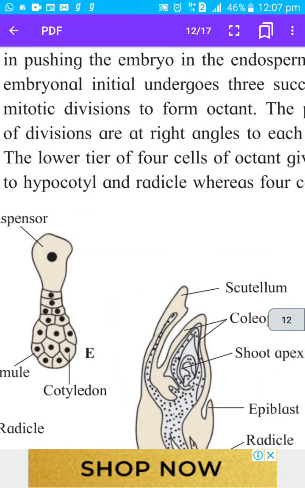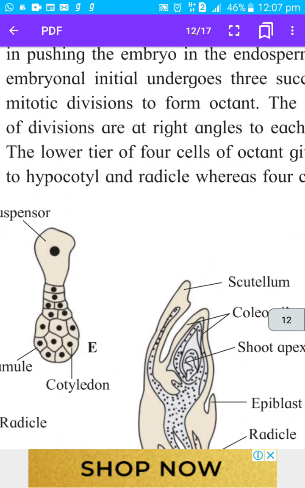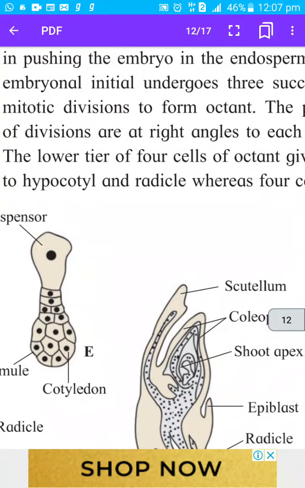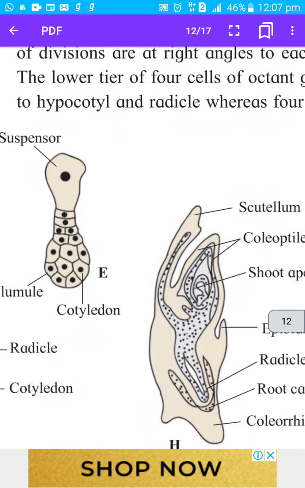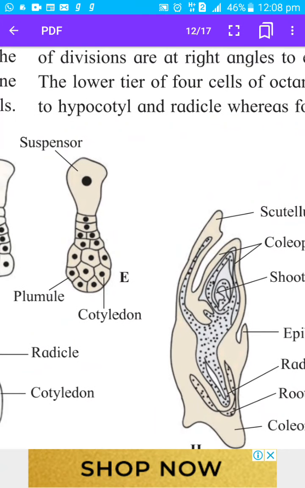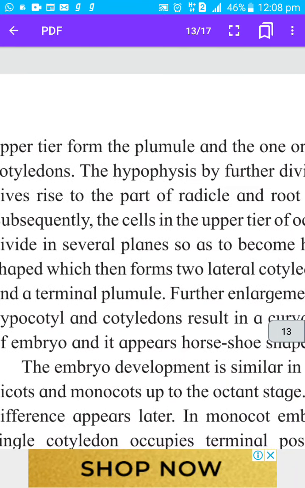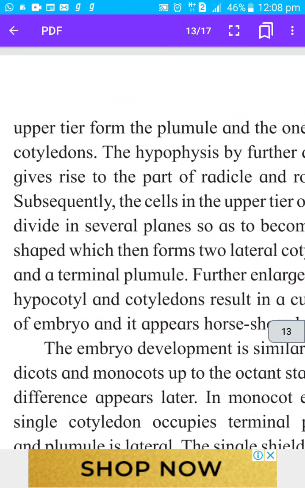Then the embryonal initial undergoes three successive mitotic divisions to form octant, meaning eight cells are formed. The planes of division are at right angle to each other. The lower tier of four cells of the octant gives rise to hypocotyl and radicle. Radicle means which will develop into root, and the upper four cells will develop into plumule and cotyledons. Plumule will develop into stem.